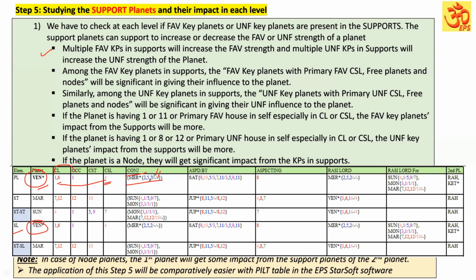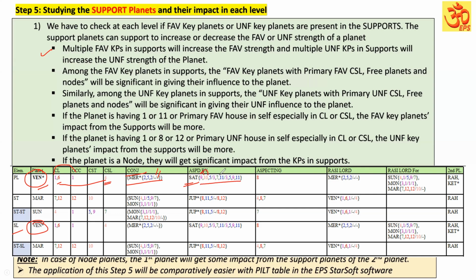Mercury is a significator of 2, 5, 2, that is a free planet, so it's a good key planet giving support to the Lagna. And you can see Venus is aspected by Saturn. Look at the signification of Saturn. Saturn is 9th lord, 10th lord. 10 is not that much unfavorable.